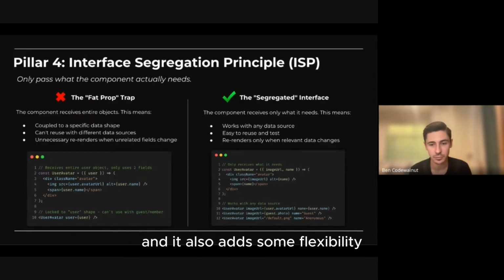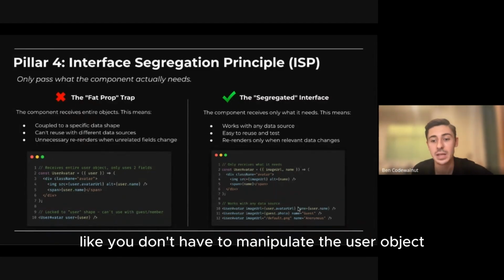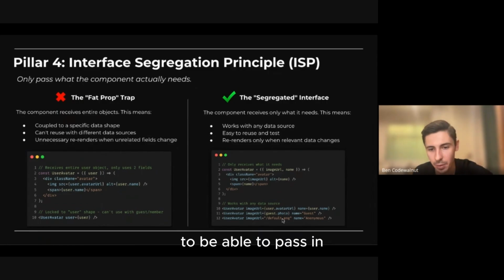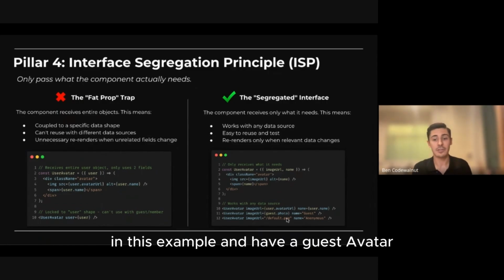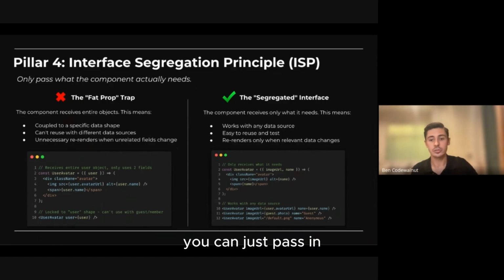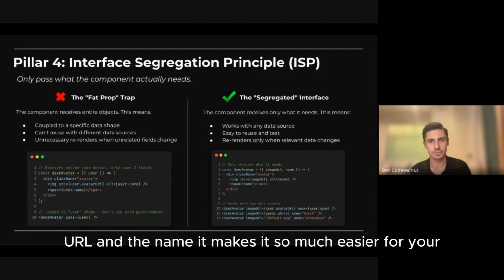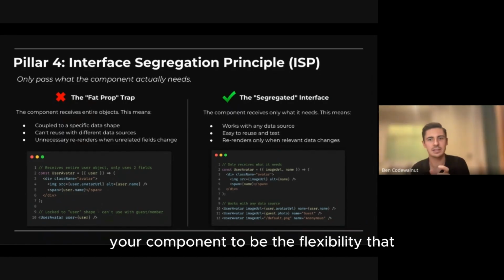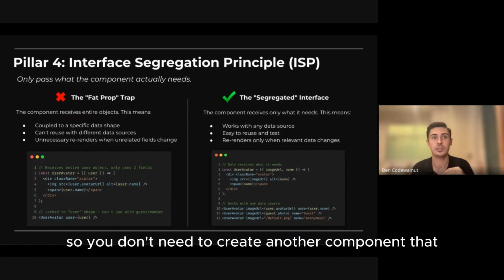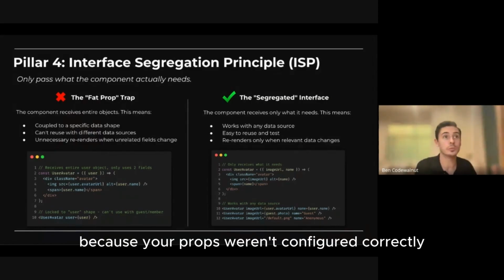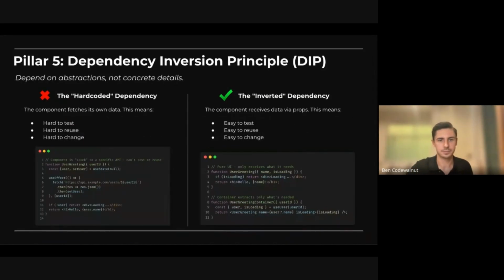And it also adds some flexibility. You don't have to manipulate the user object to be able to pass in, in this example, and have a guest avatar. You can just pass in exactly what you need for the image URL and the name. It makes it so much easier for your component to have the flexibility that it needs. So you don't need to create another component because your props weren't configured correctly.